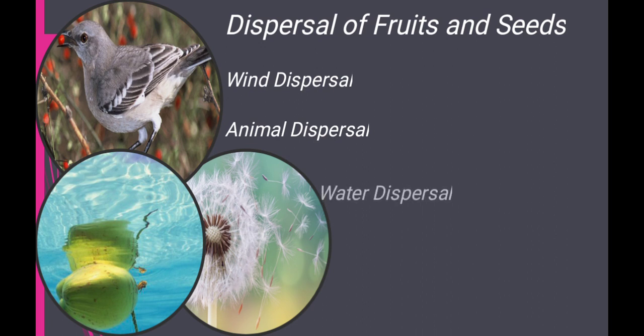Number 3, dispersal by water. A few seeds and fruits are dispersed by water currents. These seeds and fruits are light and flattened, or with air cavities, or a fibrous coat with hard covering over the seeds, which are usually carried a long distance away by water currents. Example: water lily, lotus, and coconuts.